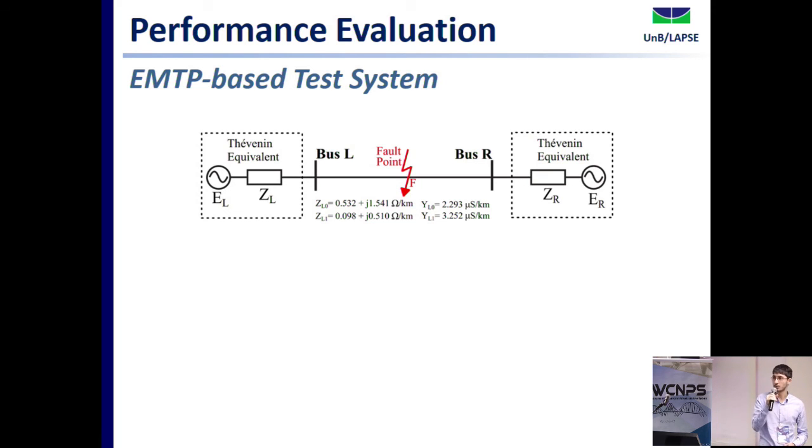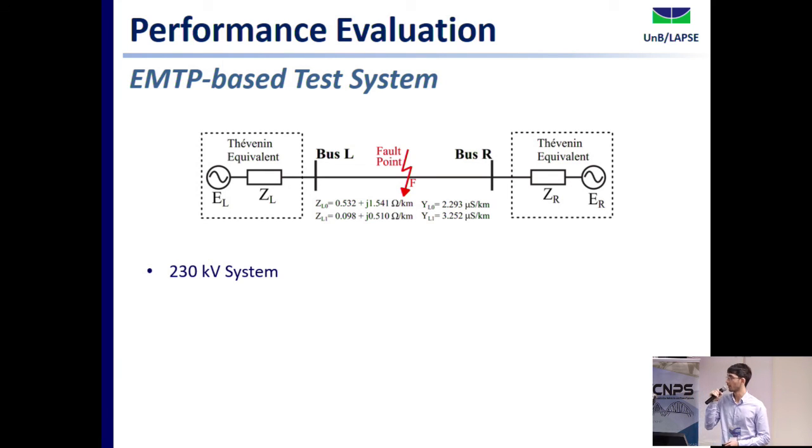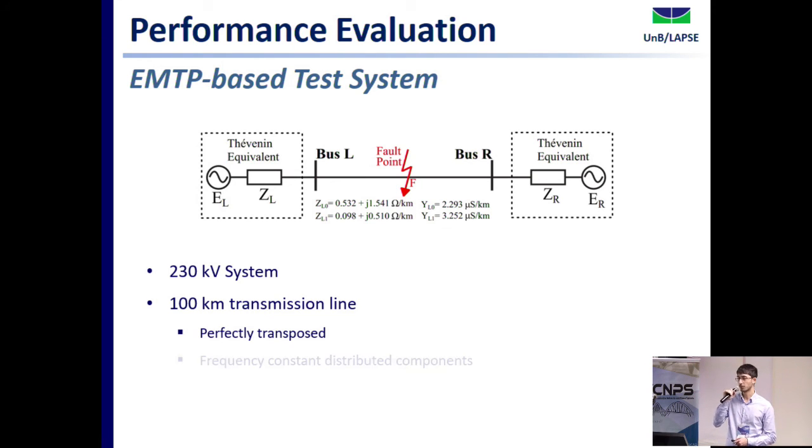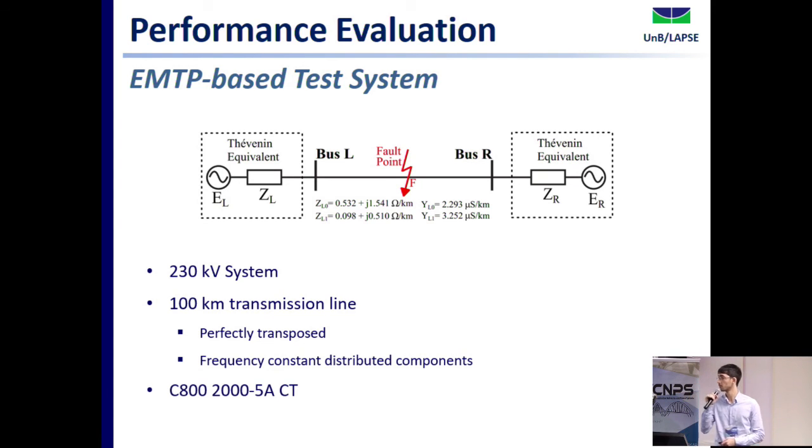So to evaluate the performance, we have our test system. Basically, we have an equivalent on this side, on bus L, an equivalent on that side, bus R, and a transmission line here. It's a 230 kV system. It's a 100 kilometer transmission line, perfectly transposed, and modeled as frequency constant distributed components. And then the model of the CT that we use. The CT is not represented here, but that's what we use.